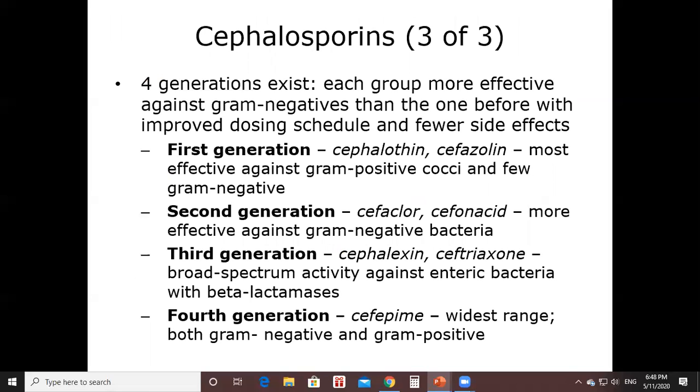With cephalosporins, they have different generations, and each generation gets more and more coverage. It gets better, with less toxic effects. For example, the first generation was most effective against gram-positive cocci and a few gram-negative. But as we modified it, you get down to the fourth generation, which is cefepime, a cephalosporin. It has the widest range, so it has both gram-negative and gram-positive coverage.